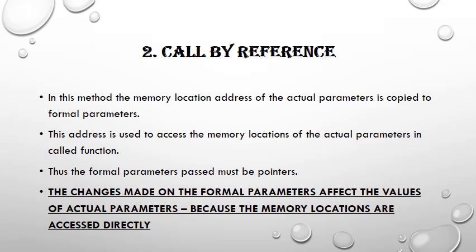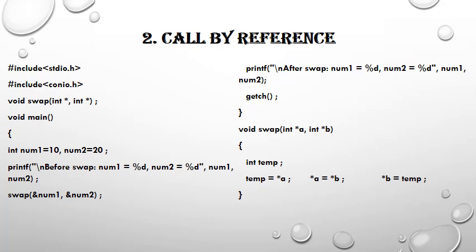So when we say address reference, we have to use pointers, right? So here we are just going to pass the pointers as parameters. So the changes made on the formal parameters will affect the values of the actual parameters since the memory locations are directly accessed. We'll just see the same example. Now we'll see an example for the call by reference technique. We'll just consider the same example of swapping the values of two variables.